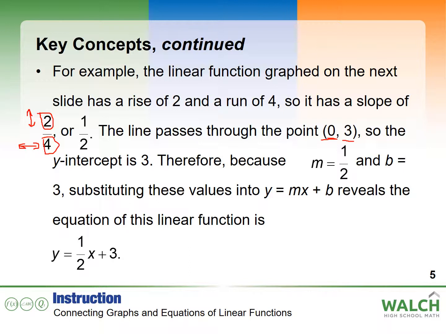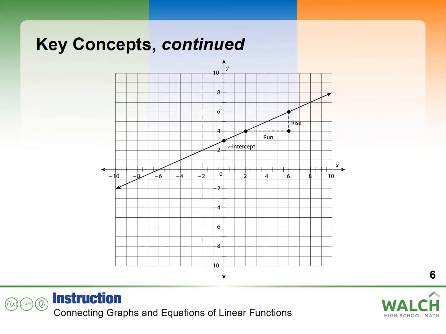Therefore, because we know we have a slope of 1/2 and a b, which is the y-intercept, of 3, we can plug those into the equation y equals mx plus b to get this right here. y equals 1/2 x plus 3. Why did we use 1/2? Because 1/2 is the slope and 3 is the y-intercept.